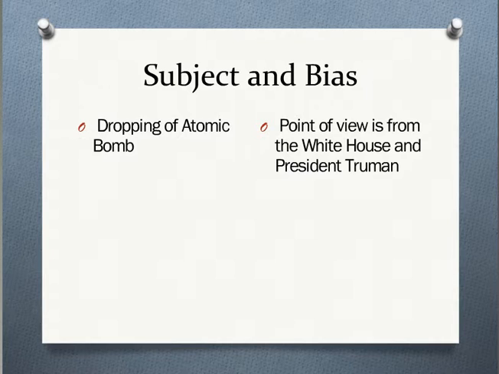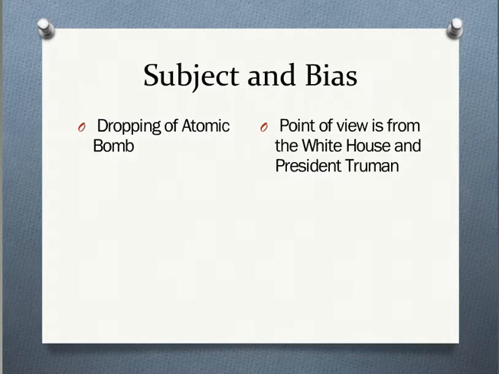Subject and bias. So the subject is the dropping of the atomic bomb, according to the United States president, and the impact it has on Japan. The bias is, again, that the information is coming to us through the White House and President Truman. This is the official White House story of what has happened in Japan, in Hiroshima.